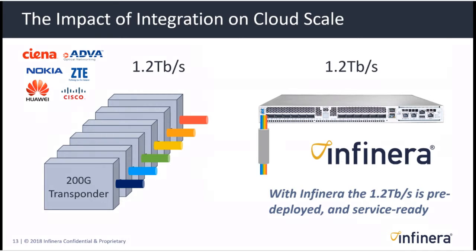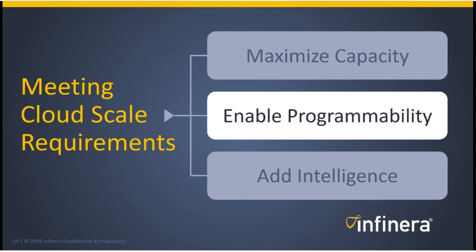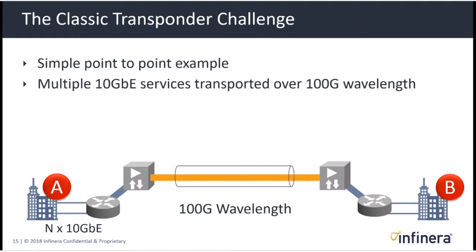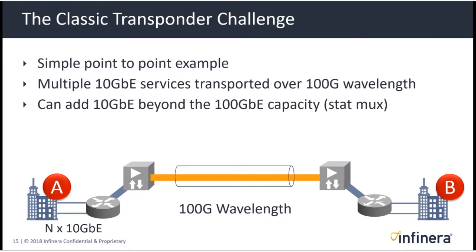So that leads me into the next section. Given we have pre-deployed capacity in the network, how do we make it programmable? You can see the shortcoming of the classic transponder approach here in this simple point-to-point example. The fastest client interface speed today is 100 gigabit Ethernet, so I'll use that as the example, with traffic growing to fill the 100 gig wavelength. Because routers do statistical multiplexing, we could add more than 10 gigabit Ethernet services, but we run the risk of quality of service problems if we do that.